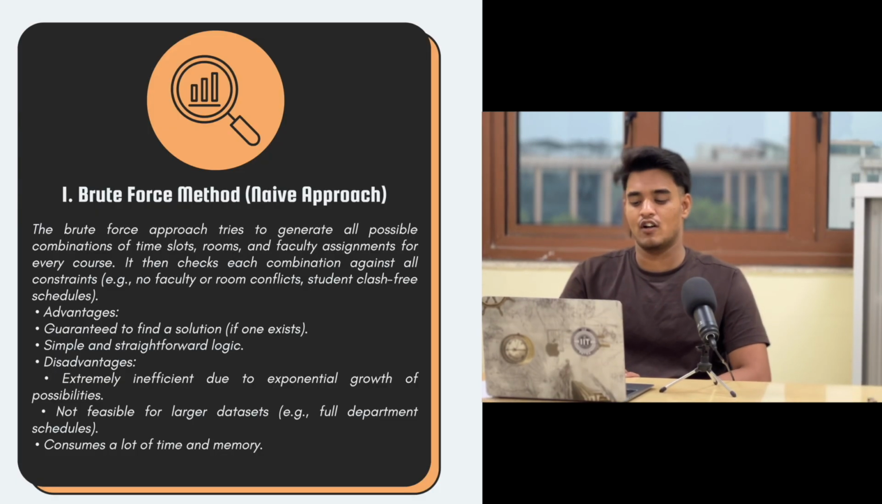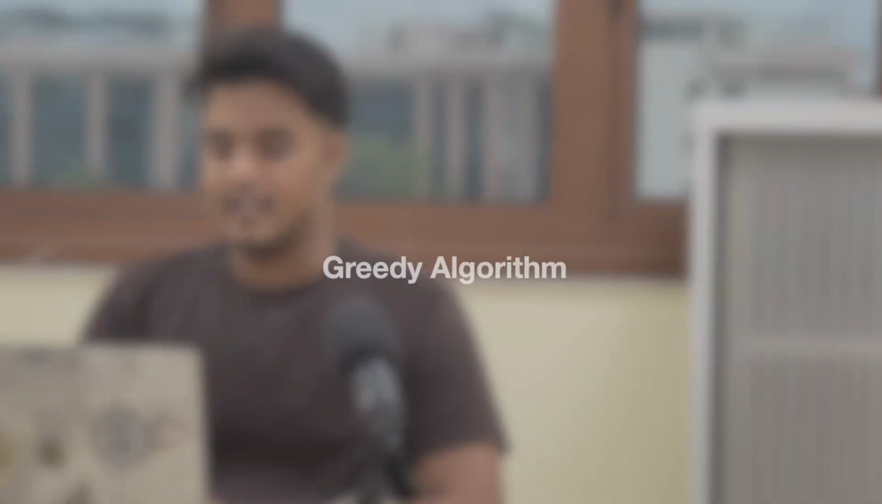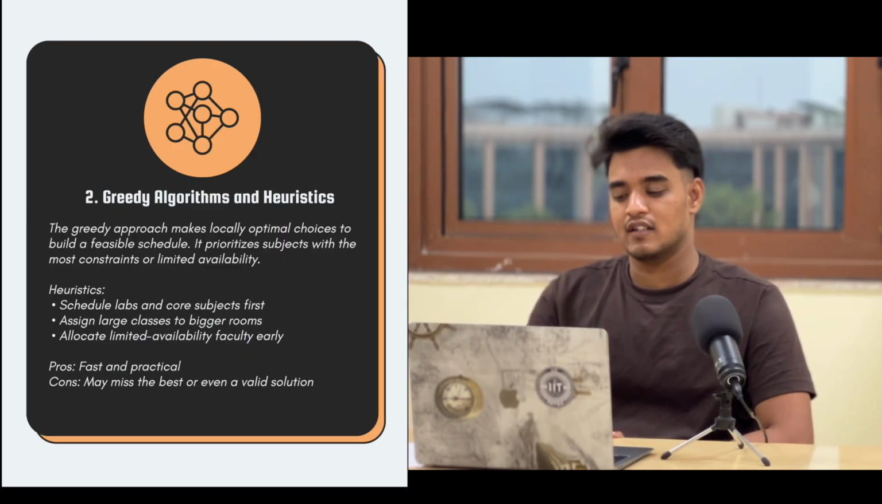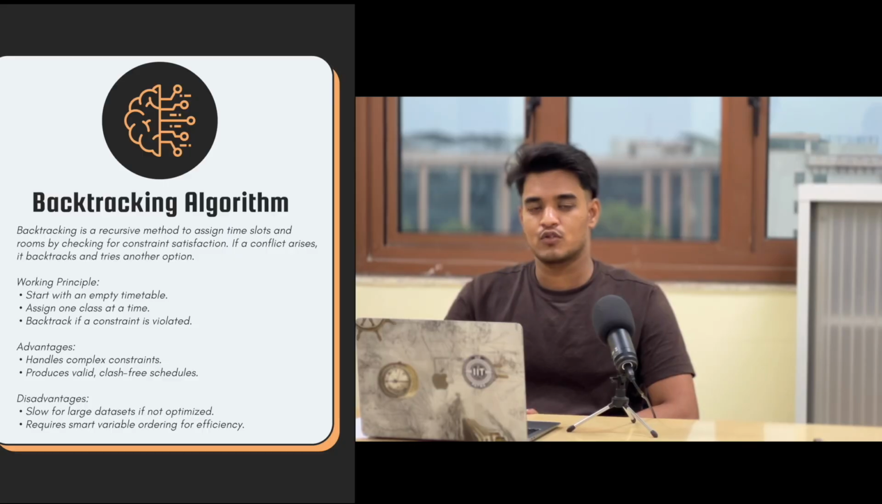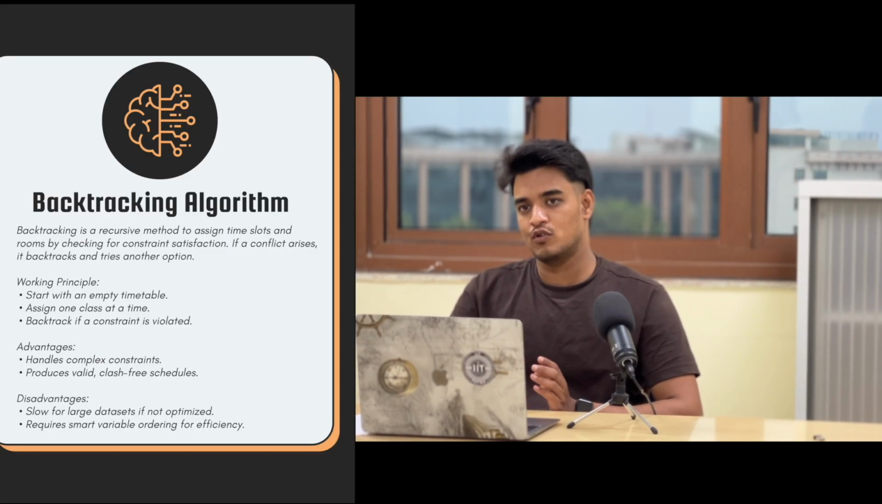These methods are: first, the brute force method, which is also known as the naive method or basic approach. Second, the greedy algorithm, which is also known as the heuristic method. Third is the backtracking algorithm, which we can also use recursively. Then there is constraint satisfaction, the classical constraint satisfaction problem which we will be working on.